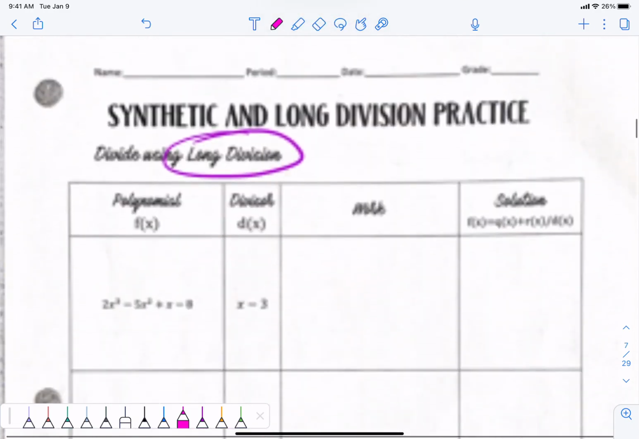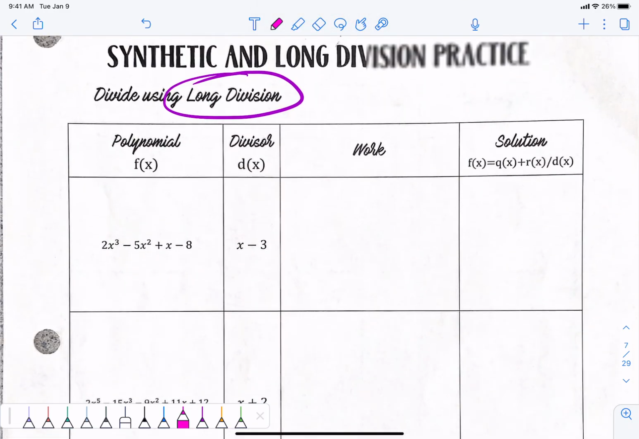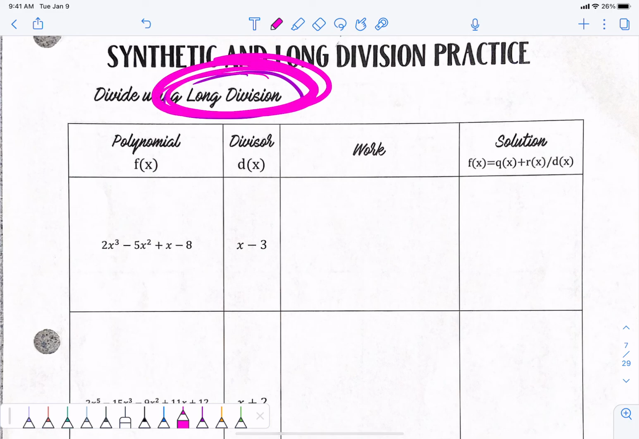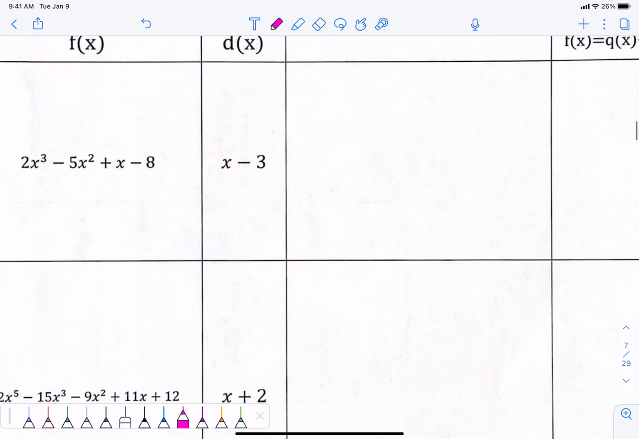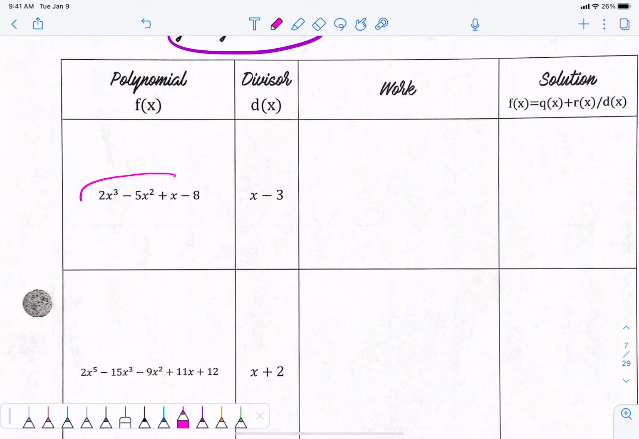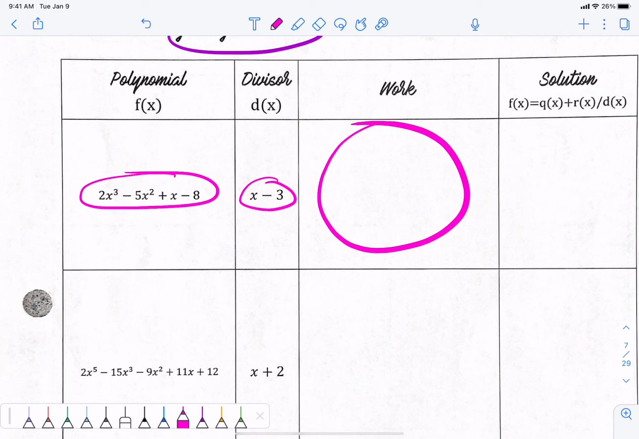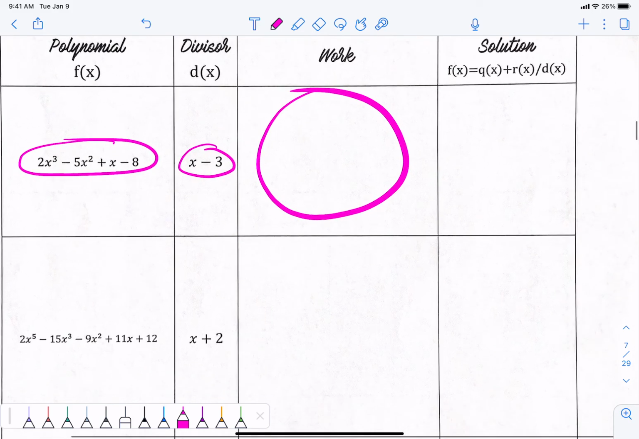Let me show you how this boils down. You want to make sure that you are on the side that says long division. Do you see that right here? You guys don't have this paper, but you see where I'm talking about. Make sure you're on the side that says long division and not synthetic division, okay? Your dividend is this guy. Your divisor is this guy. That's what you're dividing by. And I give you a spot right here to show your work, and then you're going to write your answer in this box. Okay, happy with that?